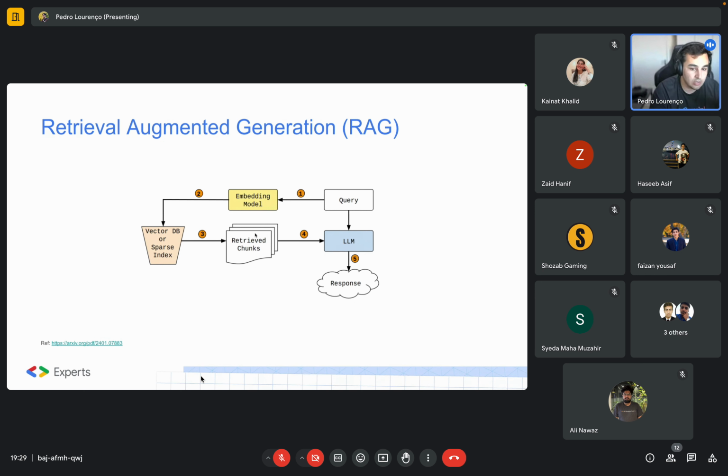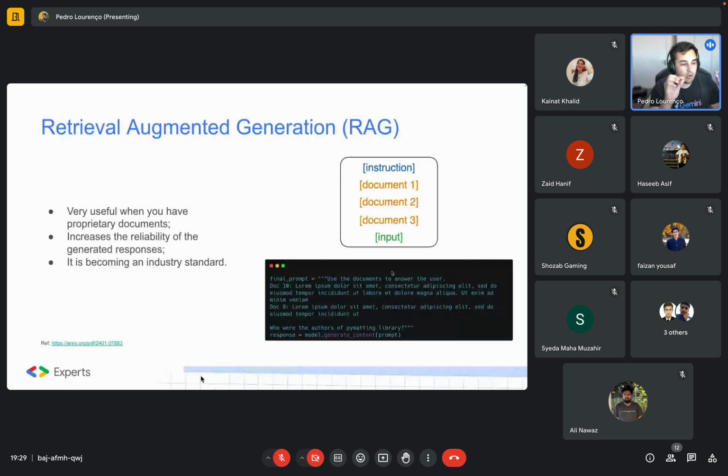And given that large language models have this capability called in-context learning, the model will know, okay, this is the question and these are the documents, so I will come up with an answer for this, and it will create a more factual response, with less hallucination. As I said, it's very useful when you have proprietary documents. It increases the reliability of the generated response, and today it has become an industry standard.